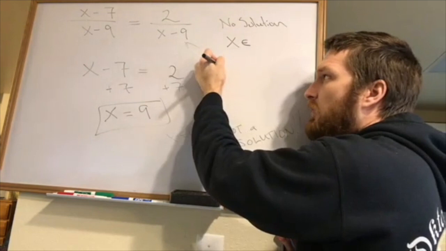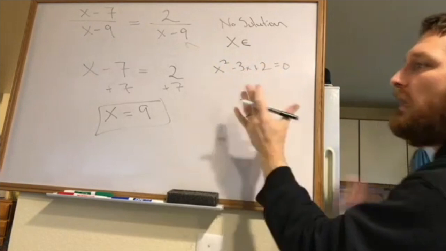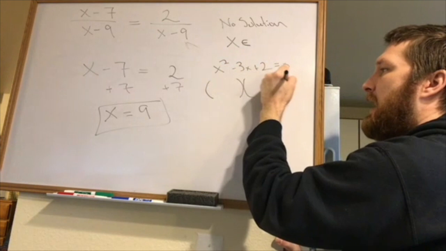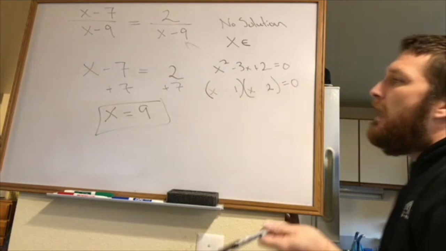But if we had something like this, x squared minus 3x plus 2 equals 0, and I asked you for the solution to that, you would say, well, the only thing I know how to do with a quadratic equation is get it equal to 0, check, and then factor this out. And so I would factor it out. For x squared, you have to have an x and an x here. With a 2, you have to have a 1 and a 2. That's the only way around that. And then with a minus 3 here, this would have to be a minus and a minus.